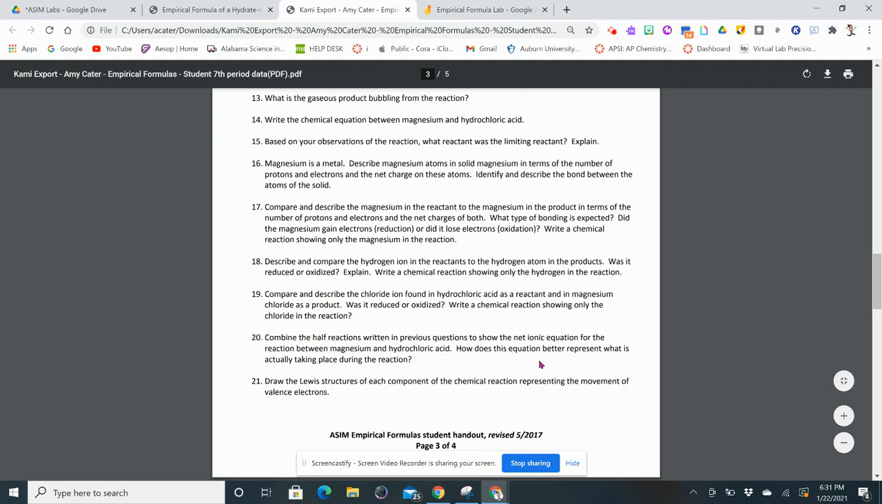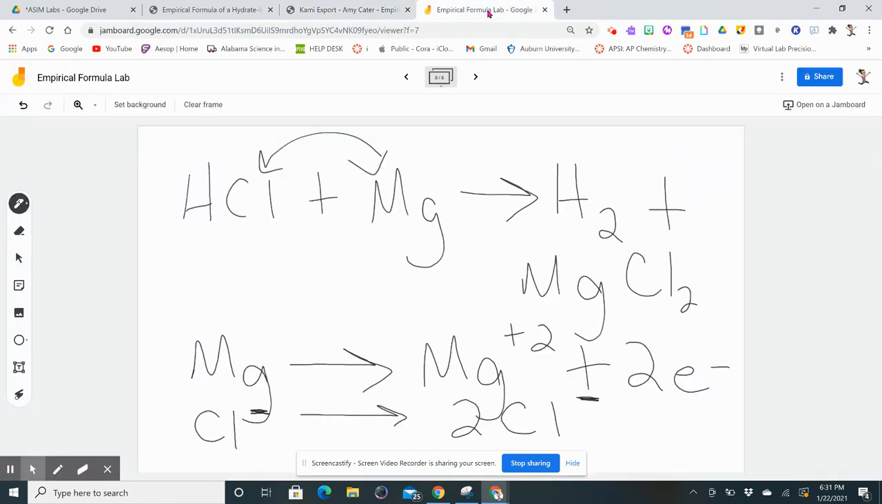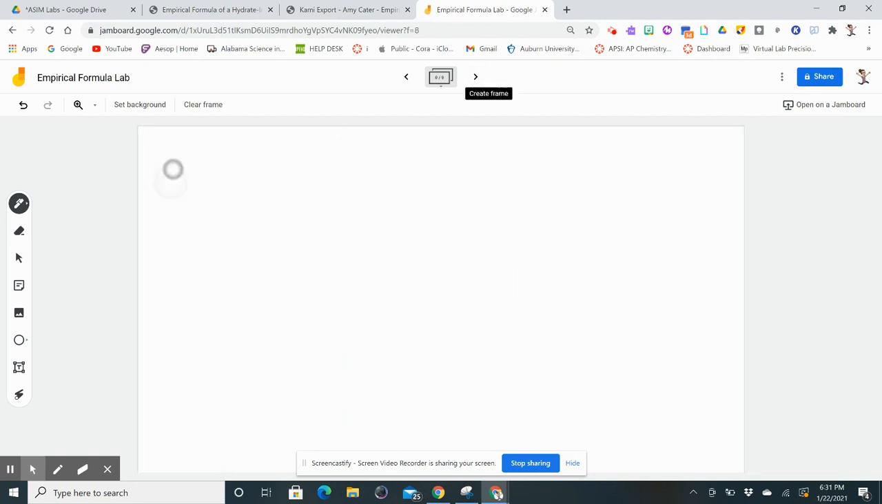Combine the half reactions written in previous equations to show the net ionic equation for the reaction between magnesium and hydrochloric acid. And how does this equation better represent what's actually taking place? All right, so I'm going to help you out with that one too. So net ionic means HCl, when it's dissolved in water, which it was, because it wasn't the most concentrated kind, we dissolved it in water. So it splits up because it's a strong acid. So it splits up into H+ and Cl-.